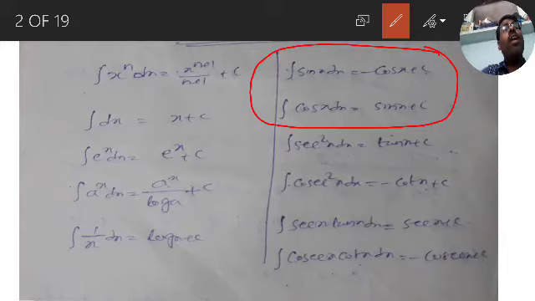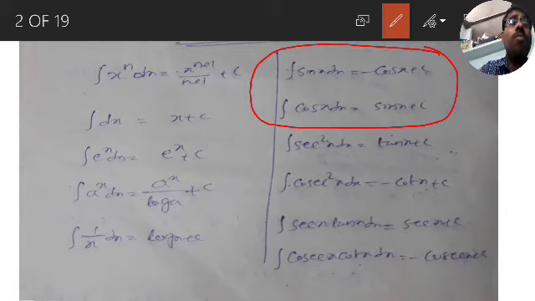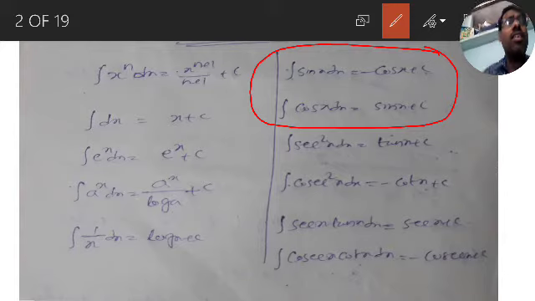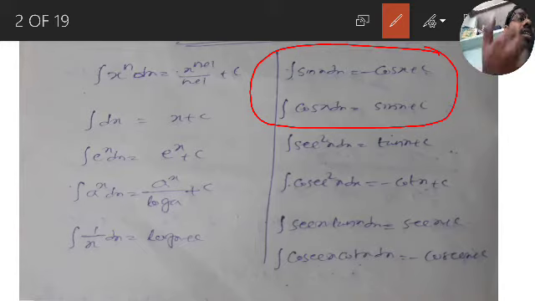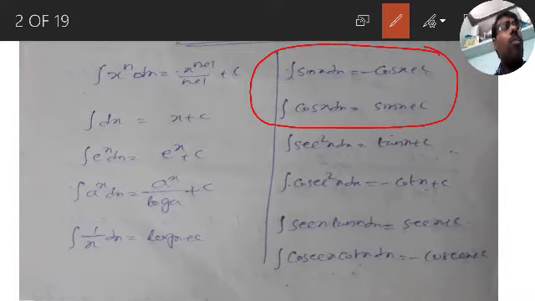What is that? Integration of sin x dx is minus cos x. Integration of cos x dx is sin x plus c. Now what about others? Integration of sin x we have, integration of cos x we have. What about integration of tan x, cot x, sec x, cosec x? Yes, those formulas are going to come in the next class. Once you learn concept by concept, all those formulas come.